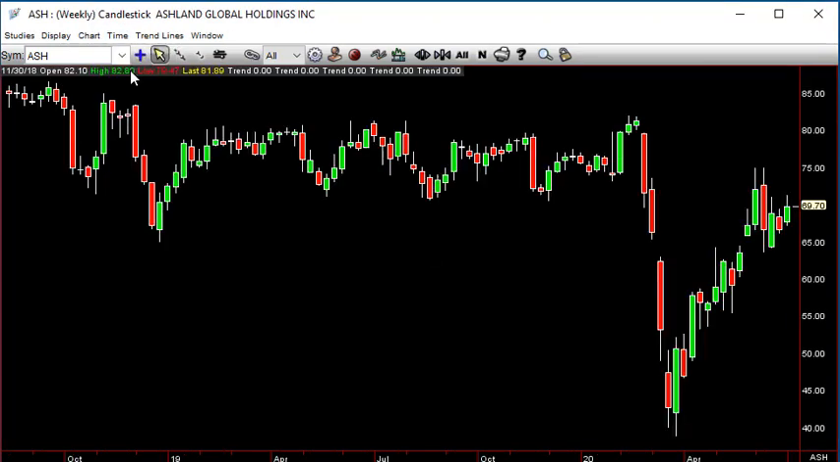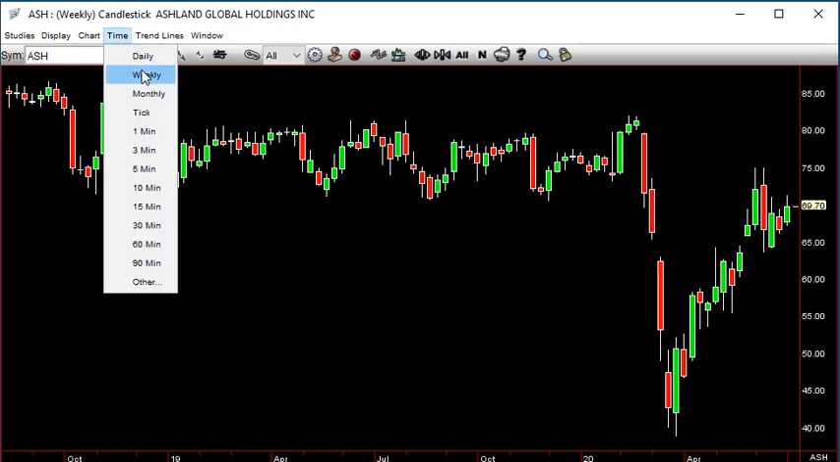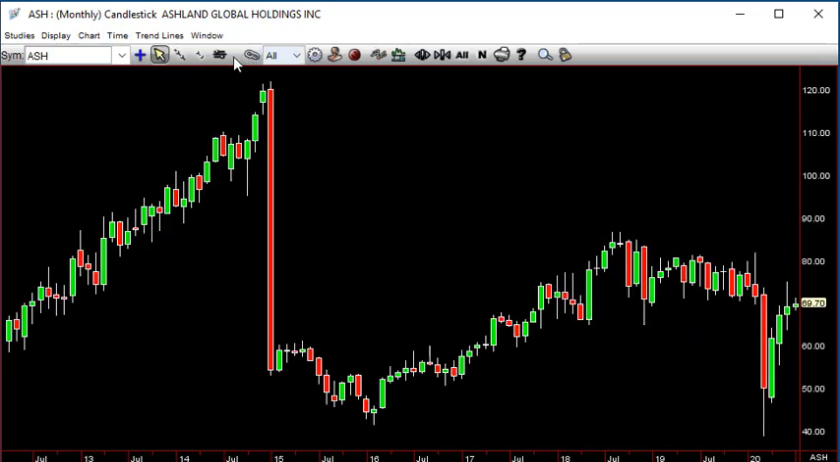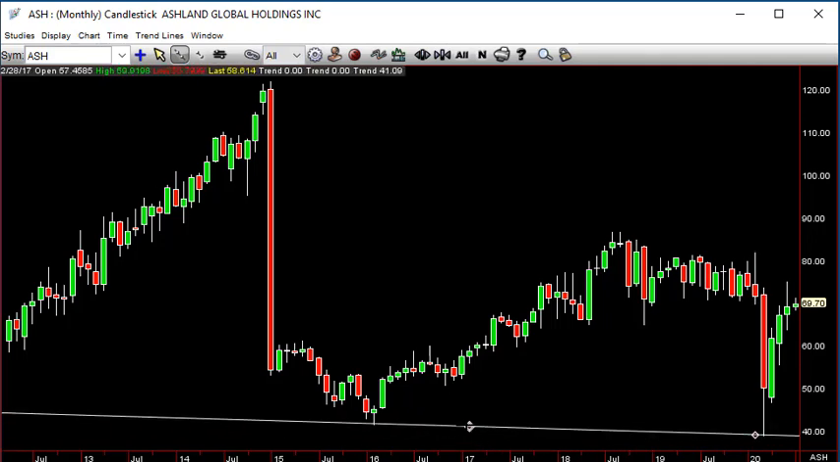Ashland. Tight series in here. See this? Lower low, higher high, tight in here, and then take them out, and then boom. Inside weak to the downside, puke. Monthly. Take them out.